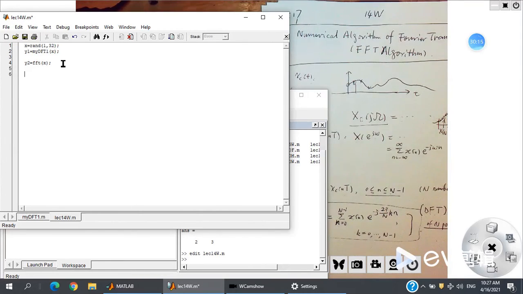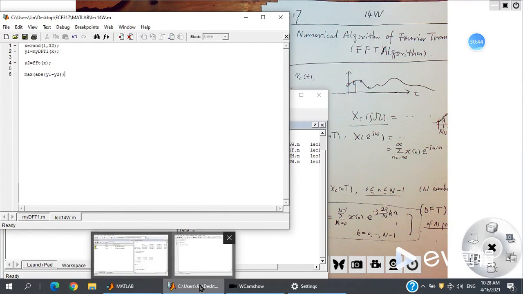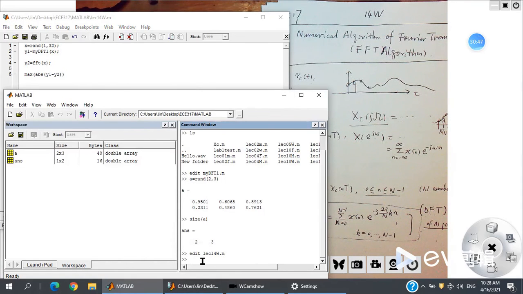I want to see whether they are the same. So I check the maximal value of the absolute value of y1 minus y2. Subtract them, take the absolute value, check the maximum. If this returns a small value, then they will be good. See? Okay, let me run it. This is lecture 14 Wednesday.